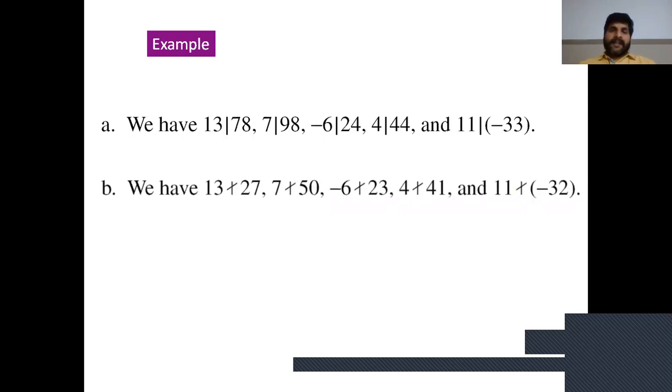13 divides 78, divisible. 7 divides 98, divisible. Minus 6 divides 24, divisible. 4 divides 44, divisible, and 11 divides minus 33, also divisible. But 27 is not divisible by 13. 50 is not divisible by 7. 23 is not divisible by minus 6. 41 is not divisible by 4. And minus 32 is also not divisible by 11.